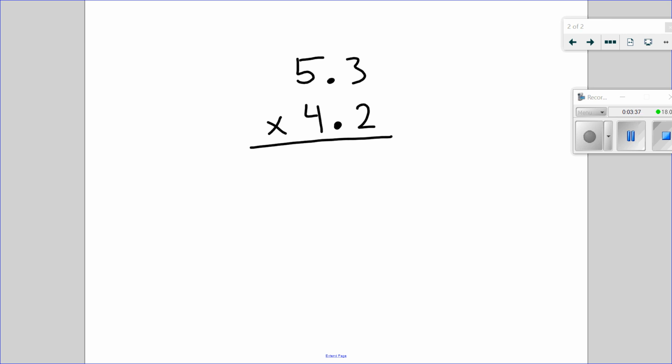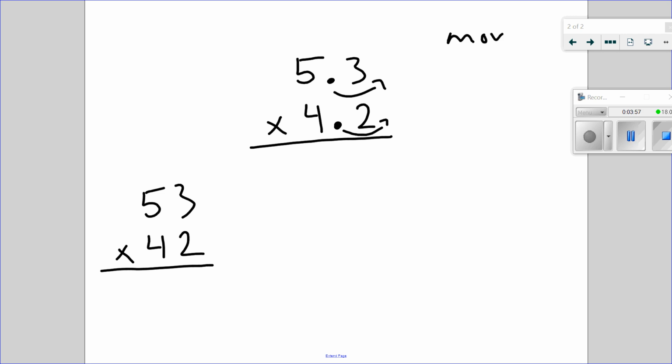That's a grade 5 question. You've done those at any time. So to do that, I need to move the decimal once here and once here. Now I've got 53 times 42. But it's worth saying, moved decimal twice. Because in my answer, I've moved it twice to get it out. I'm going to have to move it twice back to get it in.